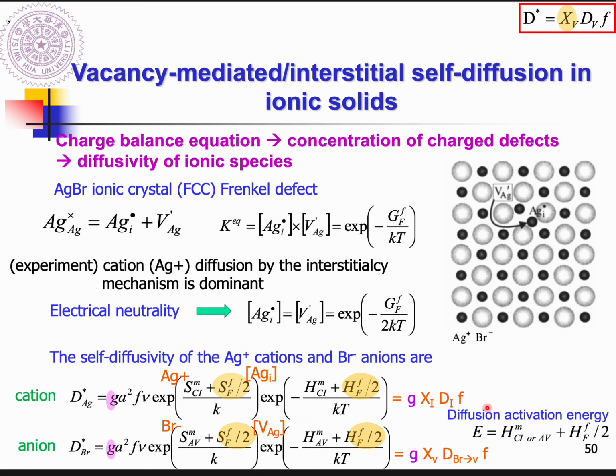So for the diffusion activation energy, the temperature-dependent term we just talked about includes the Frenkel defect formation energy plus the migration energy. Either it is the migration energy of silver jumping into the interstitial site, or the migration energy of the bromide jumping into a vacancy at the silver site. Okay, so today we end here.